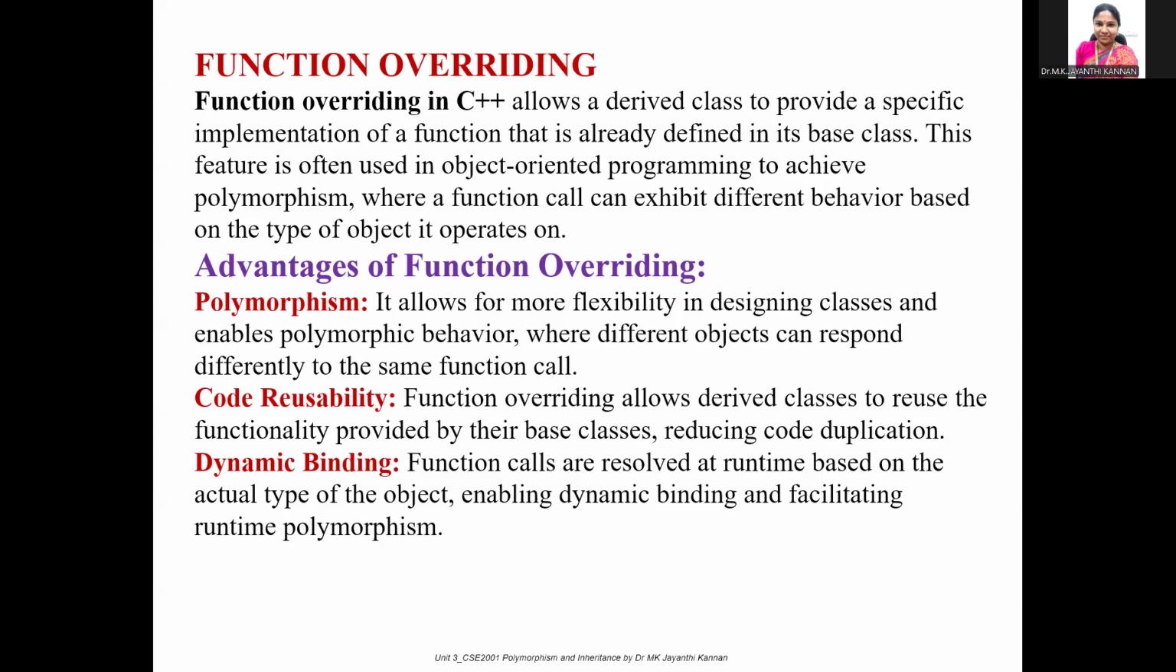Dynamic binding: function calls are resolved at runtime based on the actual type of the object. So during runtime, whichever object we created and through which object we are calling, it enables dynamic binding and facilitates runtime polymorphism. So runtime polymorphism is achieved using function overriding. We already discussed that compile time polymorphism is through function overloading and operator overloading. Runtime polymorphism is achieved through virtual functions, using function overriding and the dynamic binding concept.